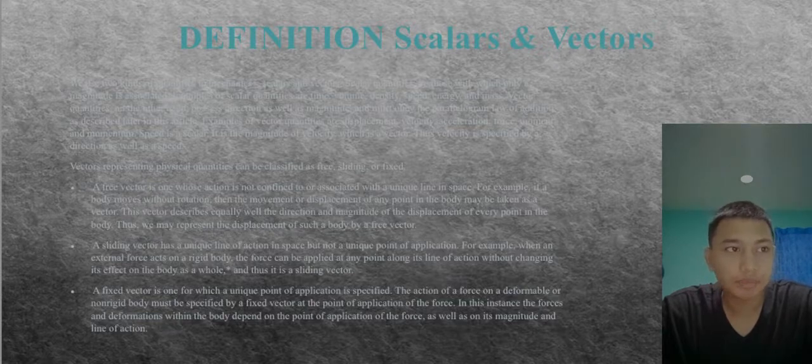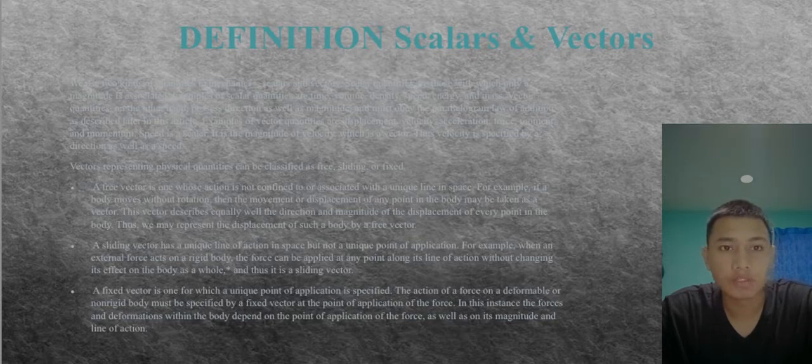The second, a sliding vector, has a unique line of action in space but not a unique point of application. For example, when an external force acts on a rigid body, the force can be applied at any point along its line of action without changing its effect on the body as a whole, and thus it is a sliding vector. And the last one, a fixed vector, is one for which a unique point of application is specified.